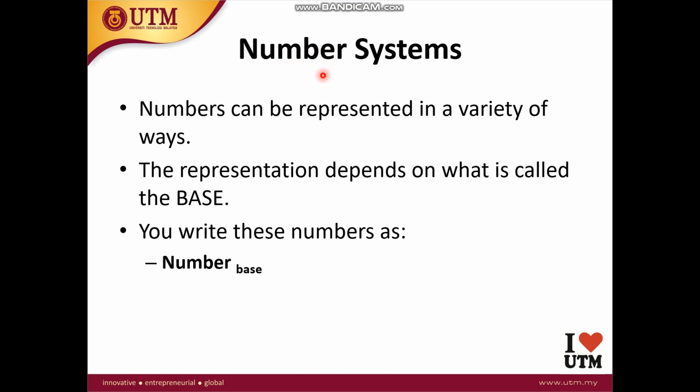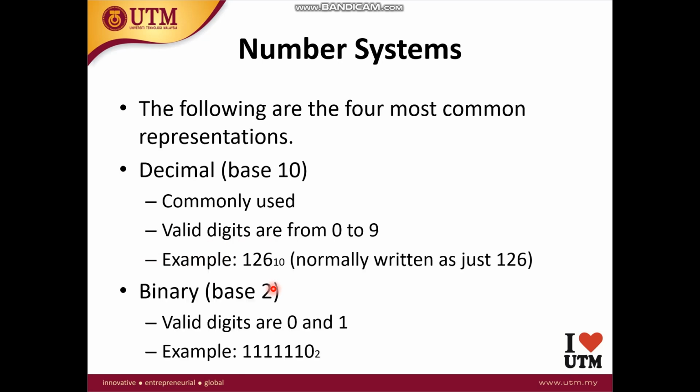When we say number system, that means the numbers in real life can be represented in a variety of ways. We have a variety of number systems, and the representation of each different number system can be done using the base, and the numbers are written as the number itself and the base of it. For example, we have four main number systems, which are decimal, binary, octal, and hexadecimal.